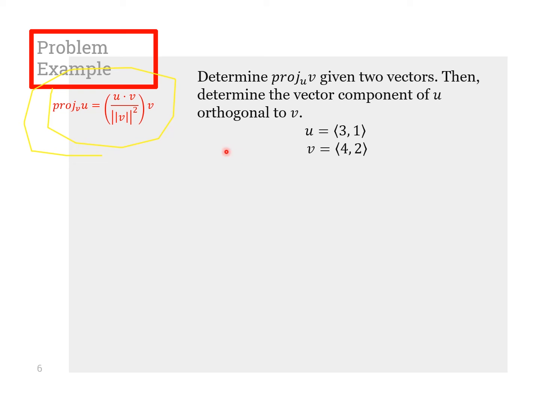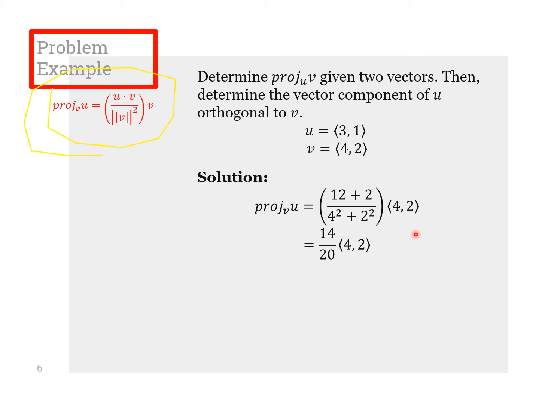Let's determine the dot products. So u dotted with v is going to be 3 times 4, that's 12, plus 1 times 2, that's 2, divided by the magnitude of vector v squared. Remember, the magnitude of vector v would be the square root of 4 squared plus 2 squared, but if we are squaring the square root, we are just going to have 4 squared plus 2 squared. And we are going to multiply this scalar by vector v, which is the vector 4, 2.